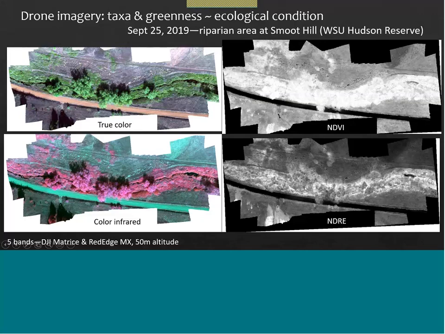So then we can use another vegetation index with that red edge band that we have to see a little bit more of the structure: what's in the understory, where the shrubs are versus trees, and that sort of information. So there's lots of potential here for monitoring over time using those vegetation indices.